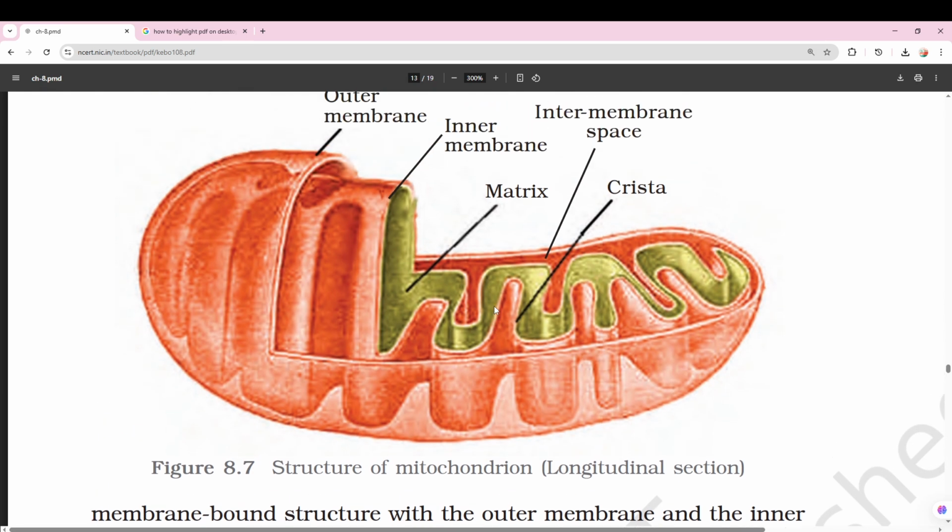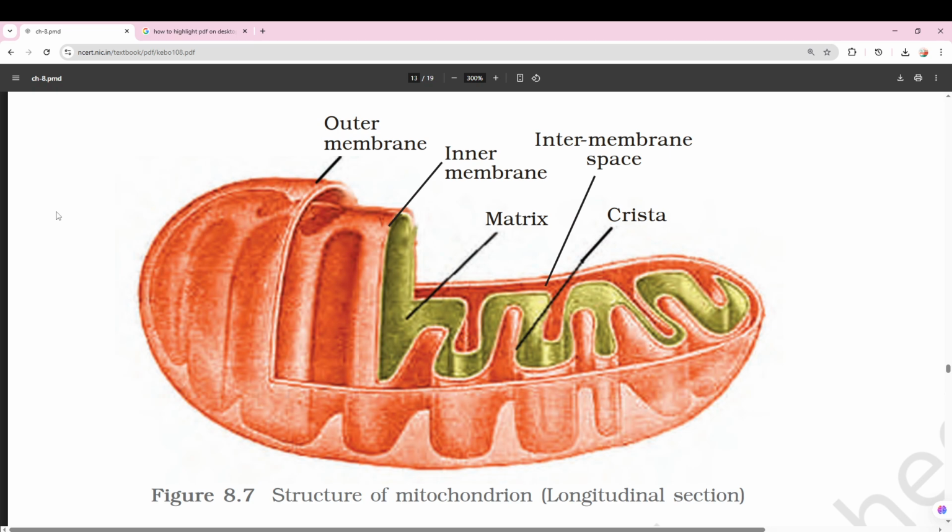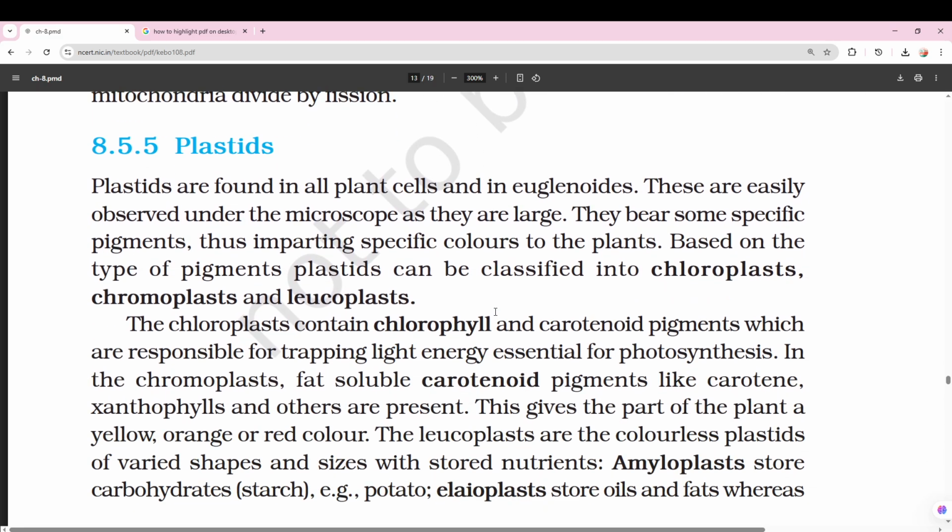So this is the mitochondria, structure of mitochondria, a longitudinal section. This is the outer membrane and this is the inner membrane. This is the matrix, intermembrane space, and these are the cristae, enfoldings. Plastids.